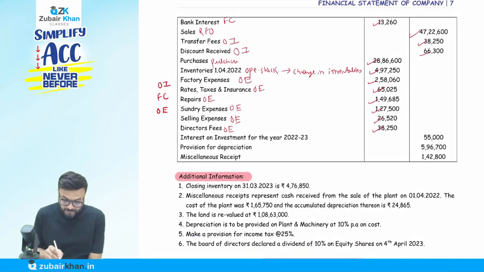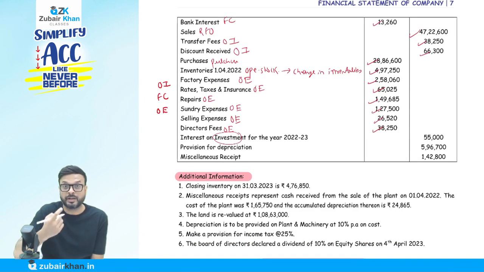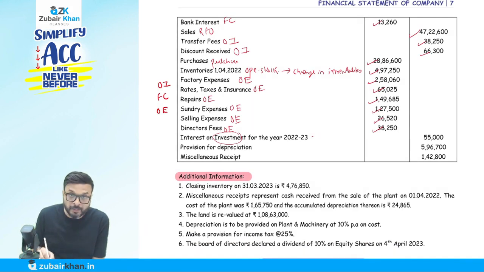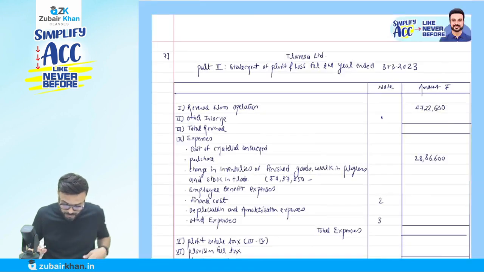Interest on investment. So we have done the investment, and we are receiving interest for that. So this income, remember that this is income. It will come in other income. Okay. That is 55,000. So we have prepared notes to account on that also.